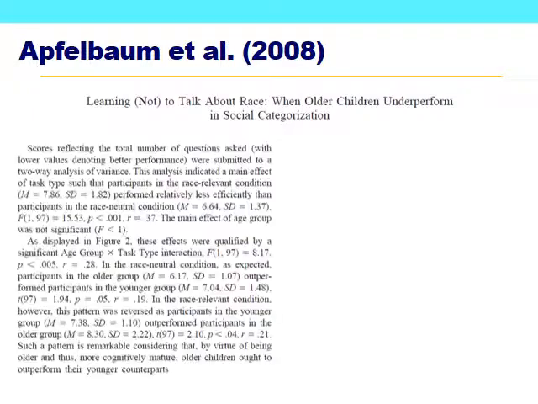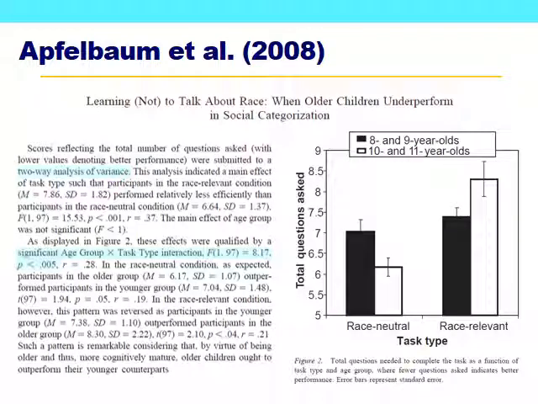Here are the actual results of the study, in which the researchers talk about what they did and how they analyzed their data. As we've been talking about all week, they performed a 2-way analysis of variance, 2-way because they have 2 independent variables, game version and age. They did find a significant interaction between age group and task type. Here's their F statistic and their p-value. And they also depicted their results in a graph, showing that for the race-neutral version, older kids did better, but for the race-relevant version, younger kids did better.